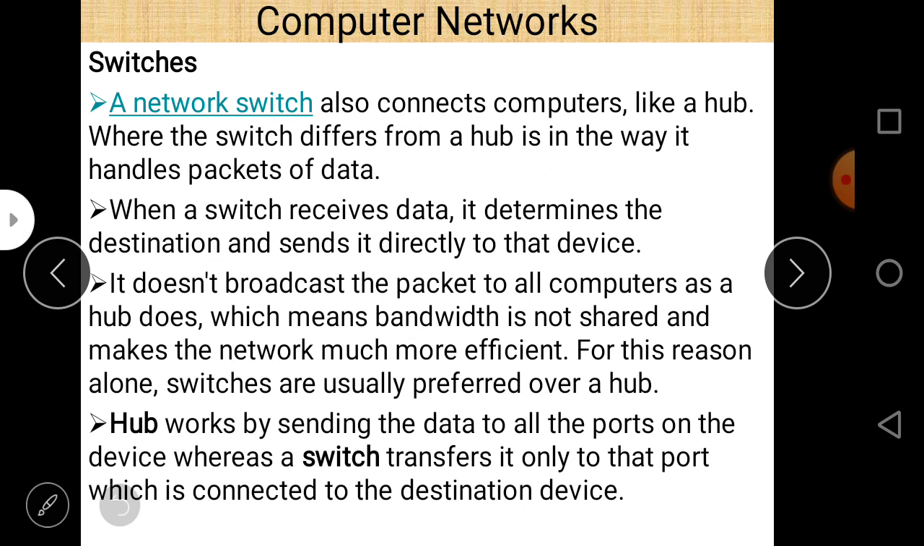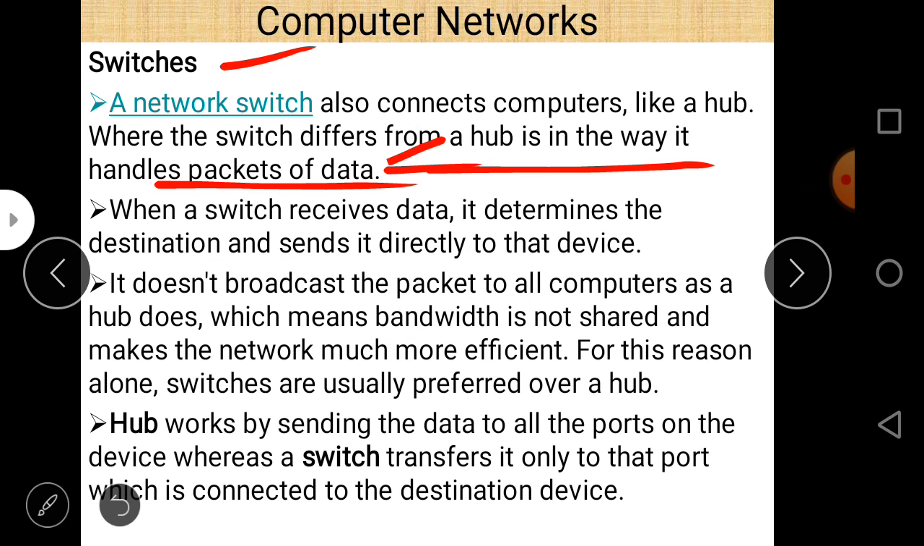It is similar to a hub, but the basic difference between a hub and a switch is that it is an intelligent device. So it doesn't broadcast the data from one computer to another. It basically sends data to a particular computer system. That's why we can say that it is an intelligent hub. A network switch also connects computers like a hub, but where a switch is different from a hub is in the way it handles packets of data. When a switch receives data, it determines the destination and sends it directly to the device.